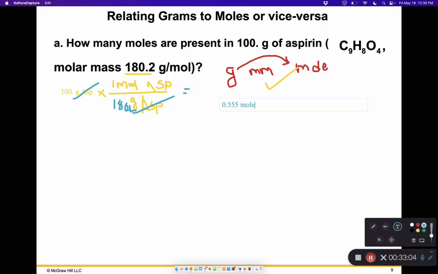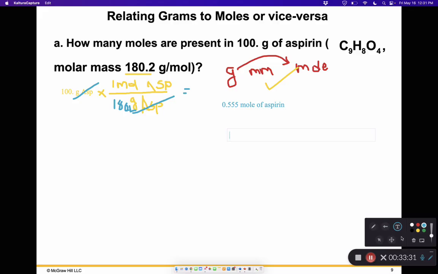0.555 moles of aspirin is the one I get. Okay, so what did we do here? We convert the grams that was given into the moles that was asked by using molar mass. Molar mass could be given in the question directly, or you have to figure it out by yourself. It depends on the question.